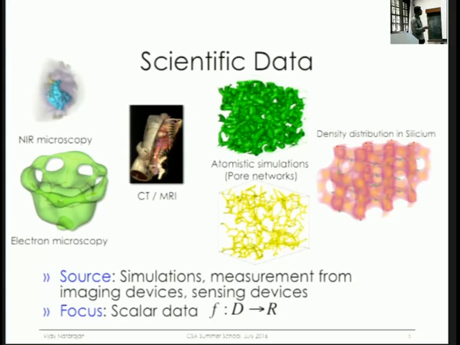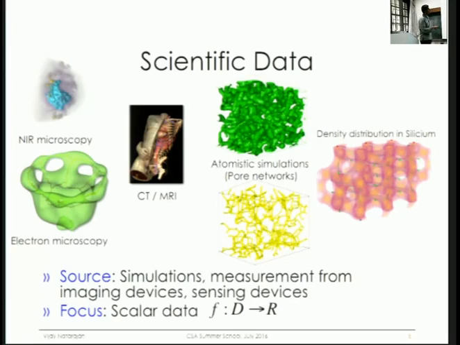And then data from simulations. Atomistic simulations essentially means that you simulate on a per atom basis. This could be used to understand so-called pore networks. If you have a sponge-like material and want to understand how strong it is, it really depends on the pores, or the empty space inside. So you first get the data from atomistic simulations, and then you visualize that pore network.